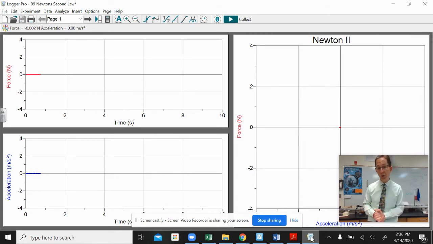The next thing I want you to do is predict, how do you think the force versus time graph on the upper left will compare to the acceleration versus time graph on the bottom left? Then make your prediction as to what do you think the shape of the force versus the acceleration graph will be.